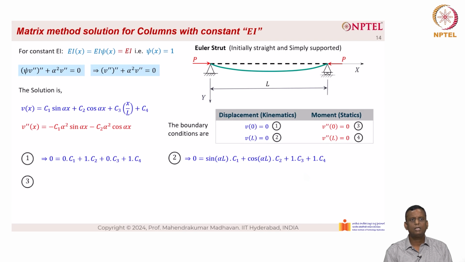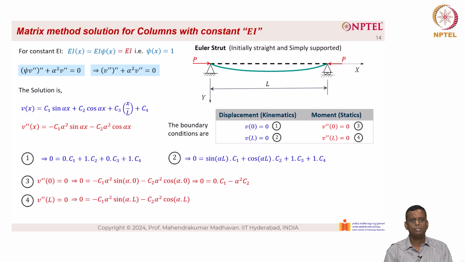Now let's apply the third boundary condition, which is v double dash equal to 0. So when we apply that, 0 equal to minus c1 into alpha square into sin alpha of 0 minus c2 into alpha square into cos alpha of 0, which gives rise to the equation 0 equal to 0 into c1 minus alpha square into c2. When we apply the fourth boundary condition, we have v double dash of L equal to 0, which indicates 0 equal to minus c1 into alpha square sin alpha L minus c2 into alpha square cos alpha L, which gives rise to the equation 0 equal to minus alpha square sin alpha L into c1 minus alpha square cos alpha L into c2.